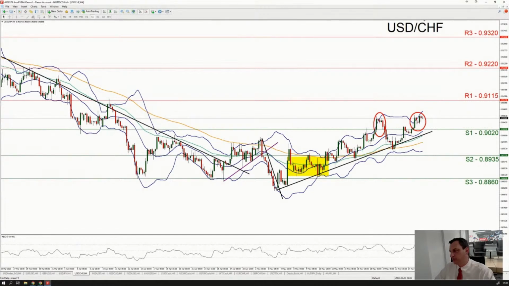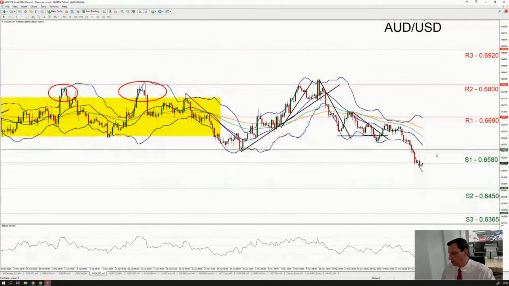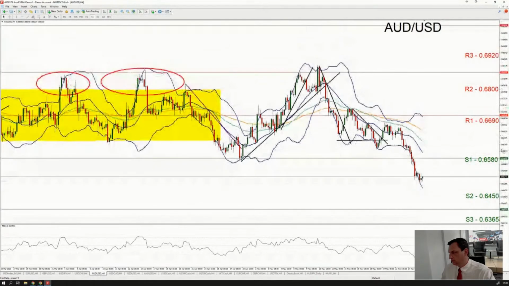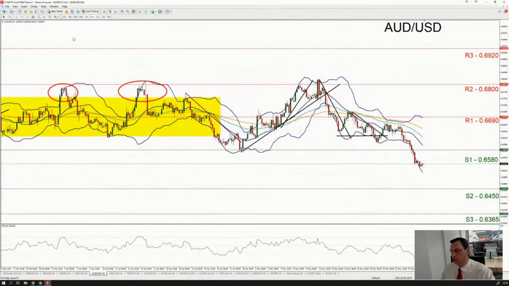I wouldn't be surprised to see the price action rising and reaching the R1 0.9115. On the other hand, bear in mind the double top formation, which is quite interesting. Moving now to the Aussie. Okay, we have a clear-cut downward movement. Let's also draw a downward trend line.